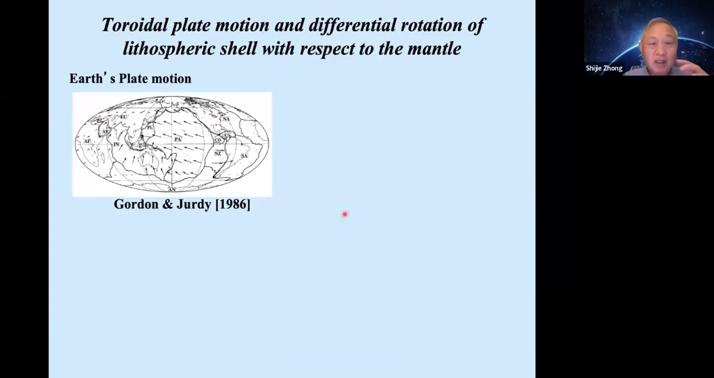Let's first talk a little bit about the differential rotation of the lithosphere relative to the mantle. This is what we often call toroidal plate motion. What is toroidal plate motion? Well, we know the Earth has plate tectonics, right? What you're seeing here is the present-day plate motion for the Earth, with the vectors showing the plate motion.